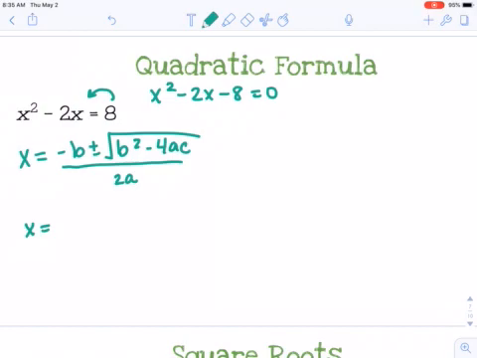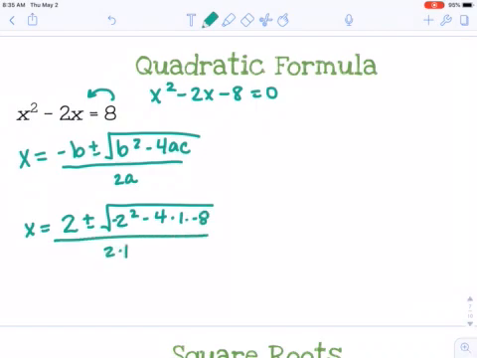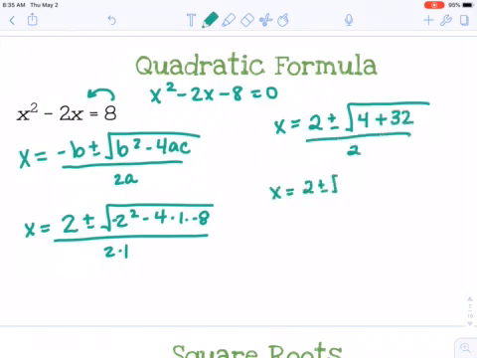So negative b, that would be the 2 value, which is already negative. So 2 plus or minus the square root of 2 squared minus 4, technically negative 2 squared, 4 times a times c all over 2a. Okay, so then it's just a big old game of PEMDAS. So I've got 2 plus or minus the square root of 4 plus 32 all over 2. So that's 2 plus or minus the square root of 36 all over 2. Square root of 36 is both 6 and negative 6. So I've got 2 plus 6 over 2 and 2 minus 6 over 2.